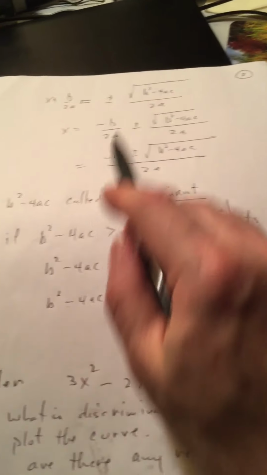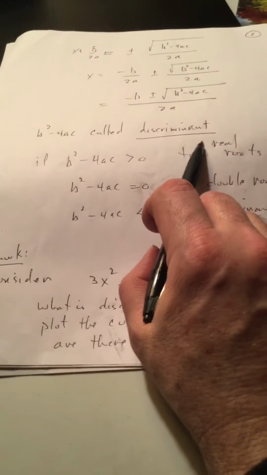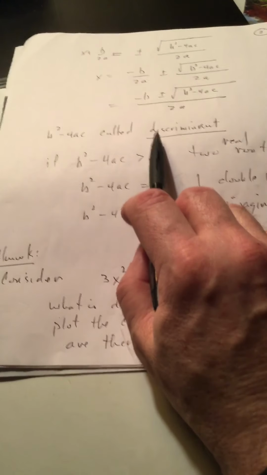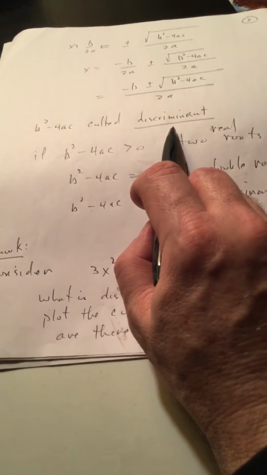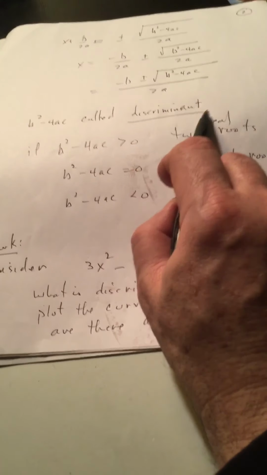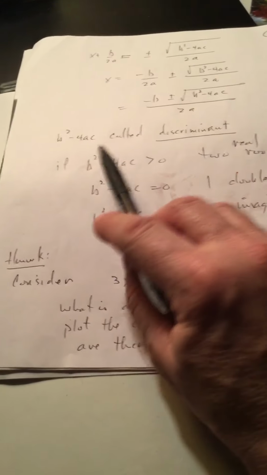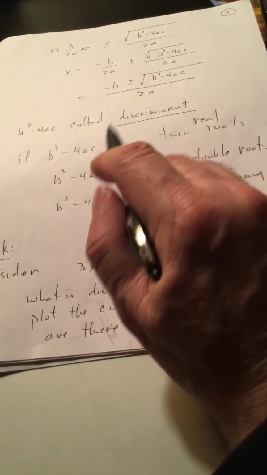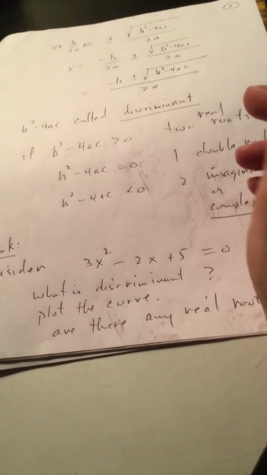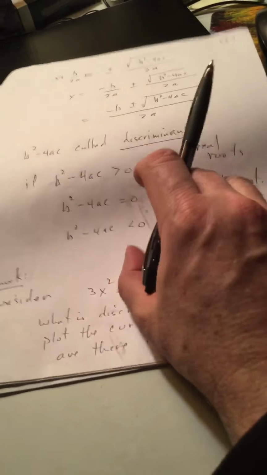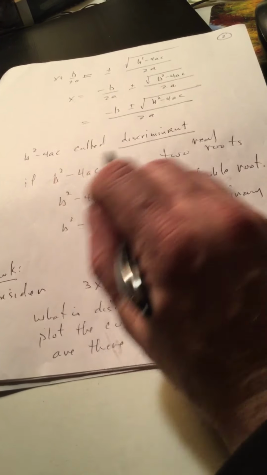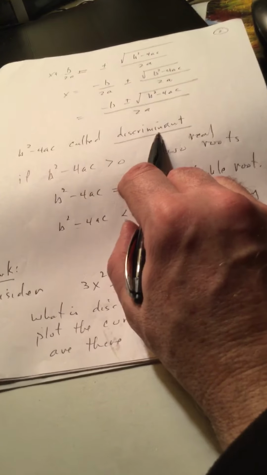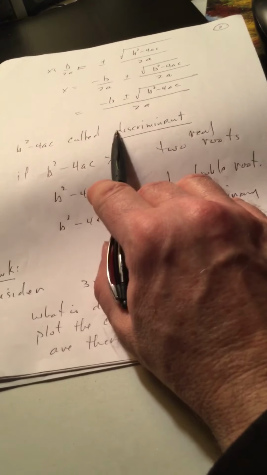The b squared minus 4ac term inside the radical is called the discriminant. The discriminant, did I spell that correctly? D-I-S-C-R-I, discriminant, yeah, that's right. The discriminant can be defined more generally for any polynomial. And it is important. And I don't think, well, let me leave it at that.